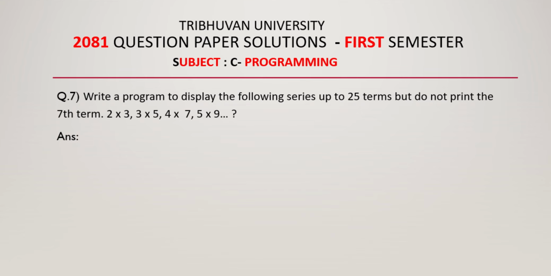Let's first understand the logic behind the series. We start with two variables. First equals 2, second equals 3. Now for each term, the first value increases by 1, the second value increases by 2. So, the terms become: first term gives 2 by 3, second term gives 3 by 5, third term gives 4 by 7, fourth term gives 5 by 9, and so on, up to the 25th term.